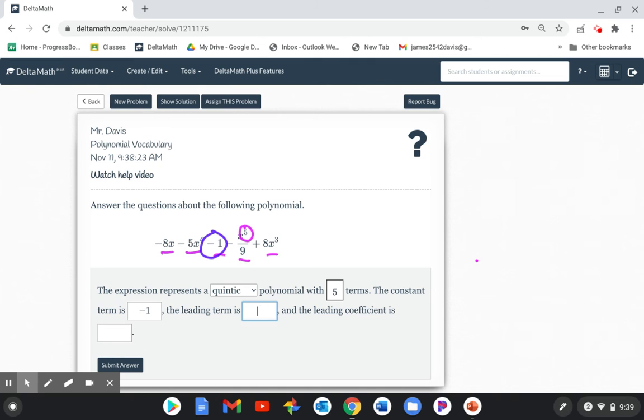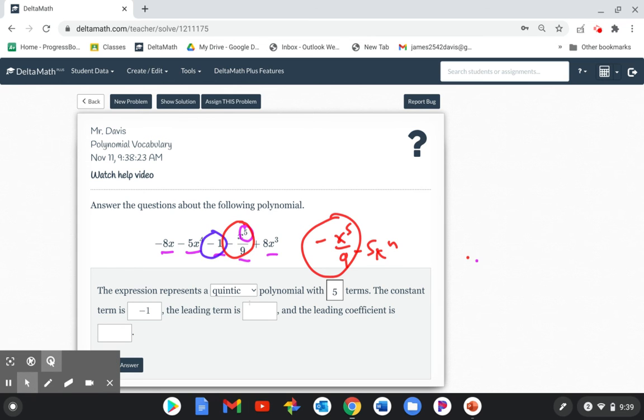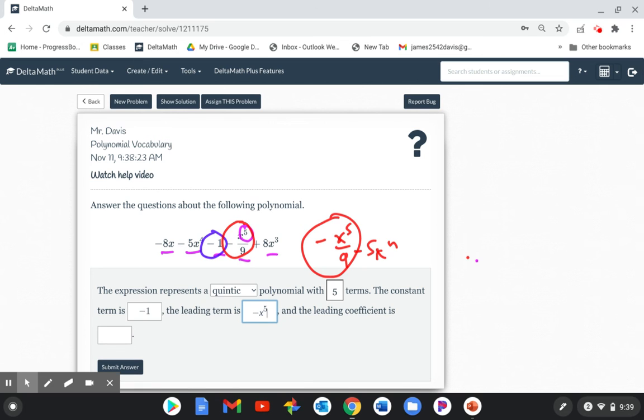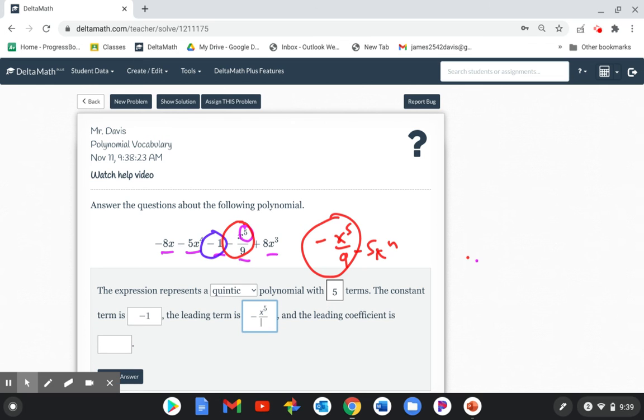The leading term, so if we were to put this in order from the highest to lowest powers, that would make this one be negative x to the 5th over 9. Now note, this is a polynomial because the variable is in the numerator. It's okay to have a fraction, you just can't have a variable in the bottom of the fraction. So we don't need to rewrite the whole thing, but that one would be the first term, right? The leading term is going to be negative x to the fifth over 9.